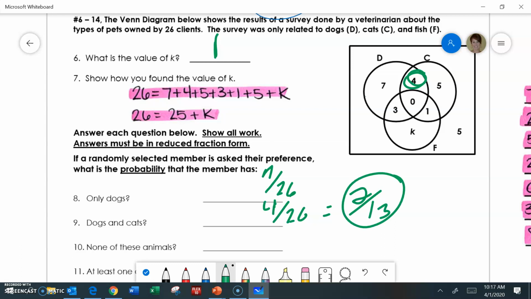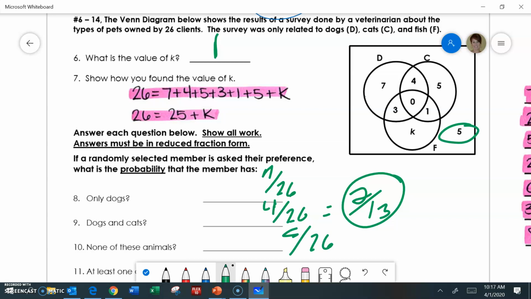For number 10, the probability of surveying someone that had none of the animals, so no dog, no cat, no fish. Well, in this case, we want to look for what's on the outside of those 3 circles of the Venn diagram. So our answer here would be 5 out of 26.